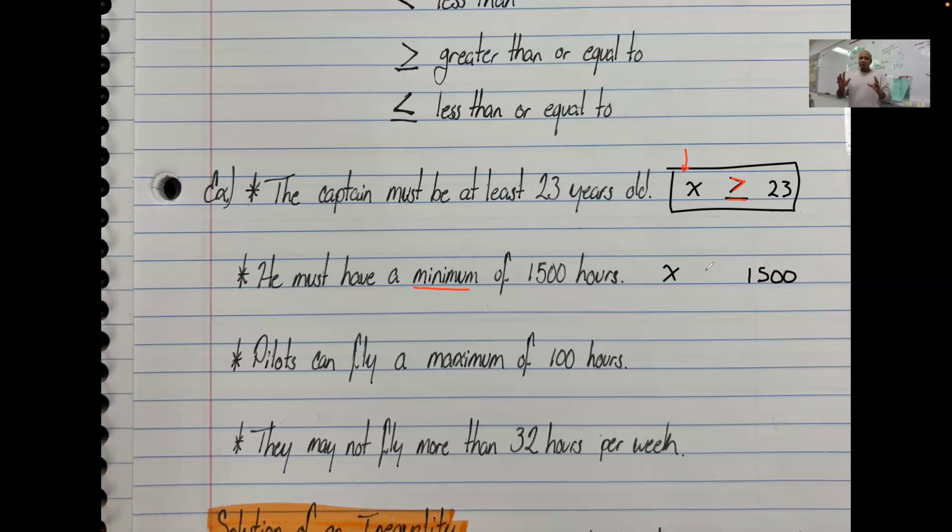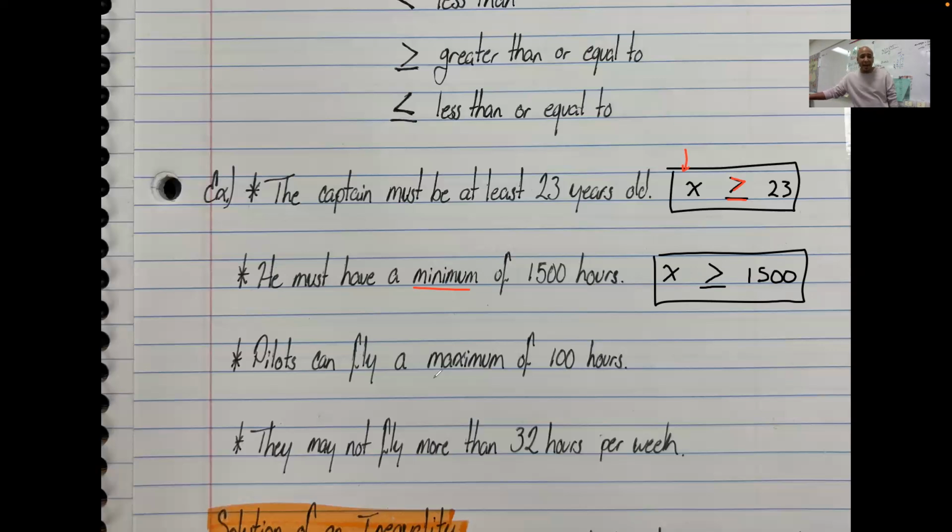Again, if they have less than 1,500 hours, can they be a captain? No. But can they have more than 1,500 hours? Yes. And if they have exactly 1,500 hours, does that work? Yes. That is the minimum. As long as they hit that, but no lower, but they could have more, then that works. So again, look at how this inequality is essentially translating this statement into an inequality, into this kind of expression. Let us go for the next one.